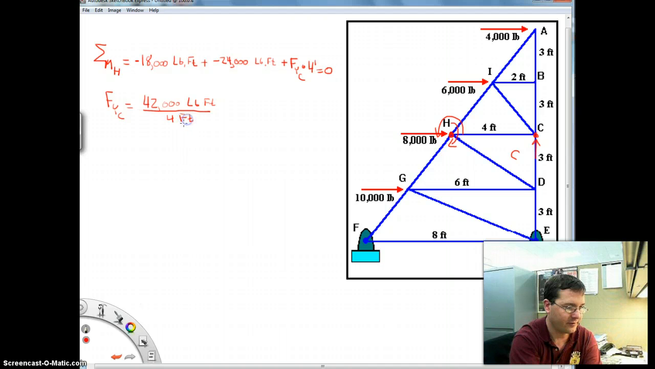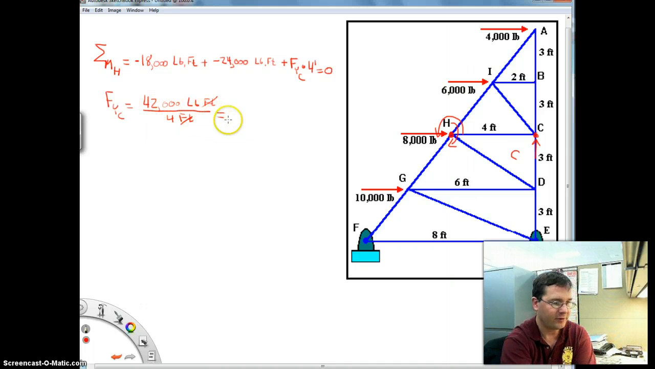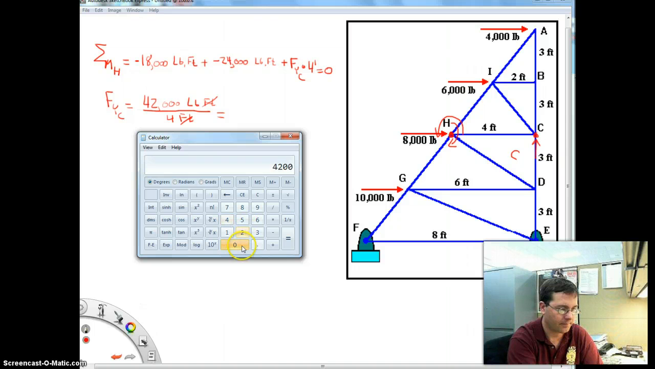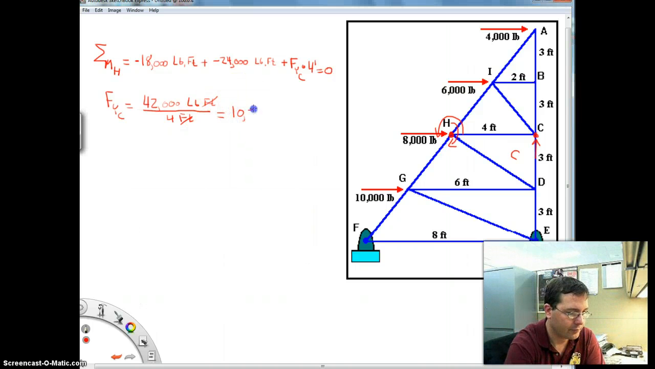So notice that this works out because we're dividing feet by feet. Those units cancel. I get 42,000 divided by 4, which is 10,500 pounds. And again, we've already determined that this is in compression.